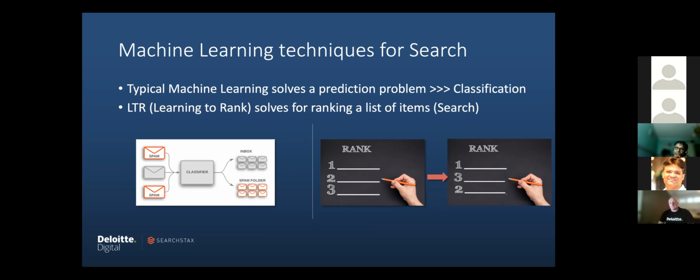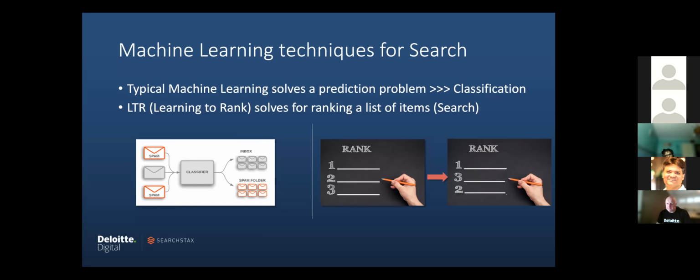Now, how machine learning is applied to search is a little bit different, because when you're looking at the rankings of search results, it's less of a classification problem where we're trying to bucket something into a set of buckets. Instead, we're looking at a ranking, a list of items, where you're seeing the top 10, 15, or 20 results coming back from a search engine.